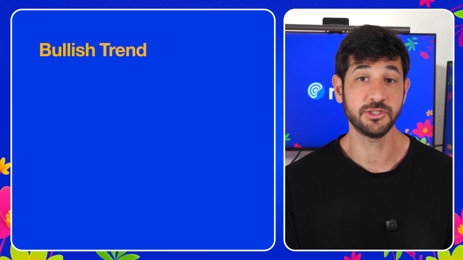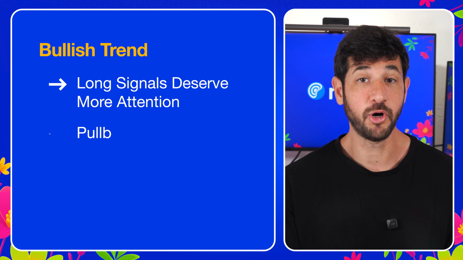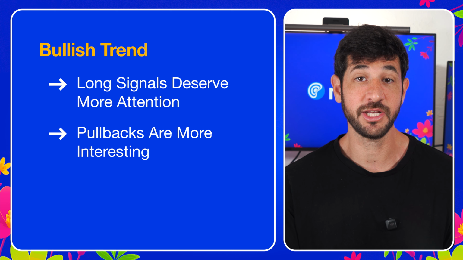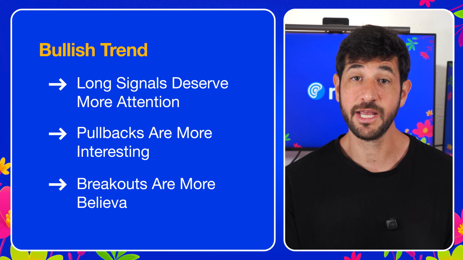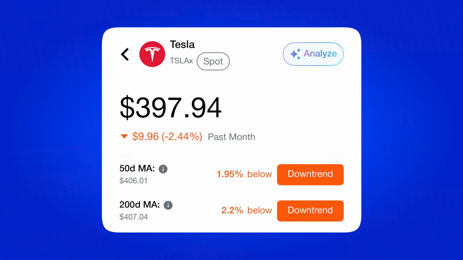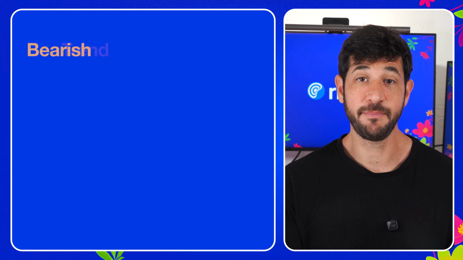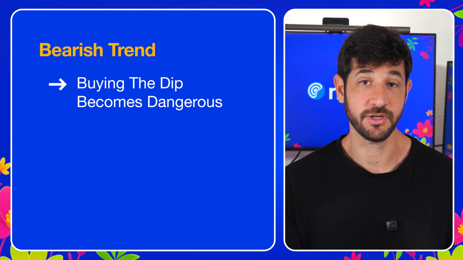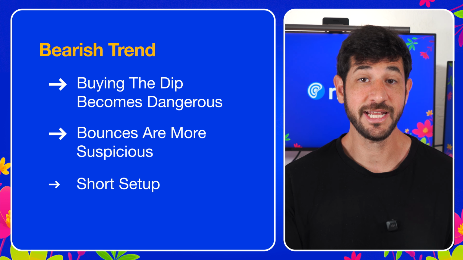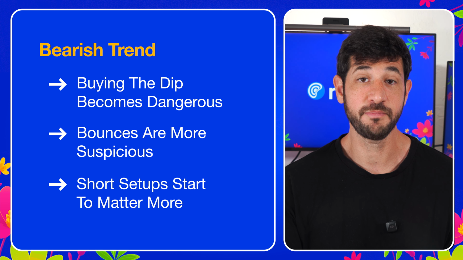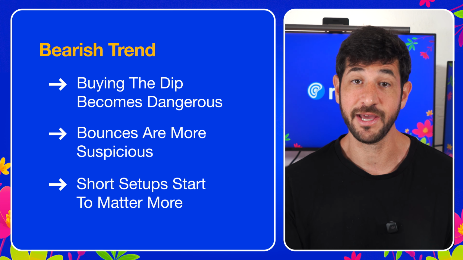In this type of environment, long signals deserve more attention. Pullbacks are more interesting because they allow you to get in at a discounted price, and breakouts are more believable. If the price is below the major moving average levels and those moving averages are sloping down, this can signal a bearish trend. In a bearish trend, buying the dip becomes dangerous. Bounces are more suspicious, and setups start to matter a lot more because trading in the direction of the trend generally offers better odds than fighting against it.